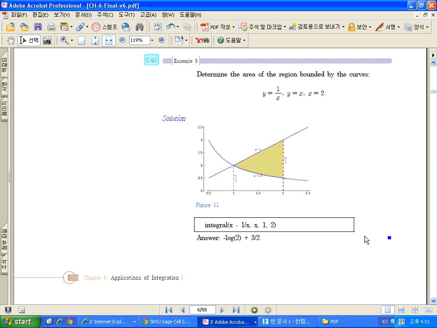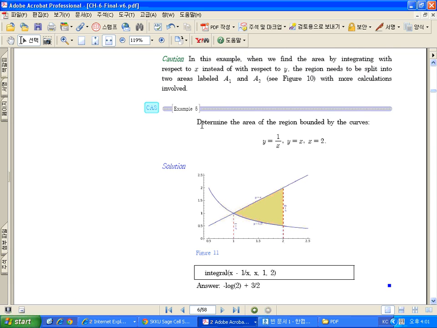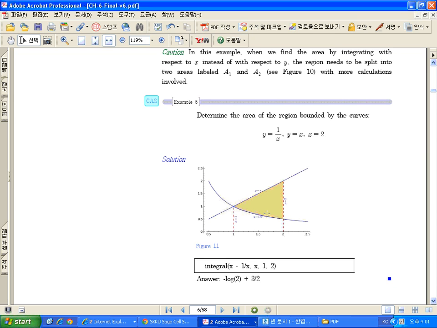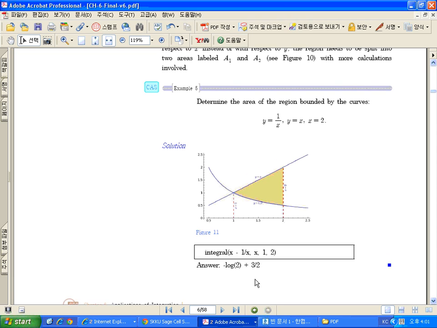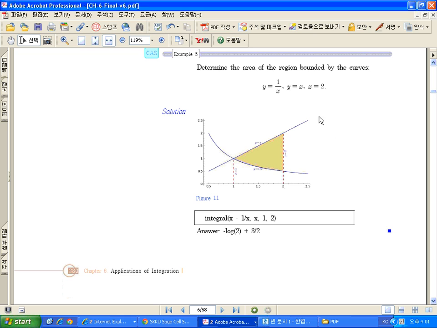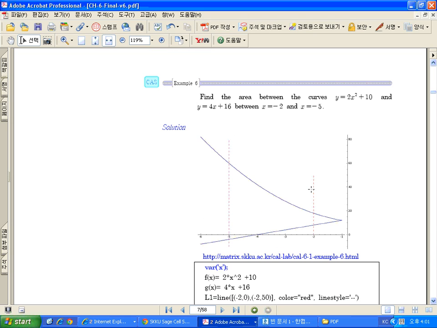And I think the last example. Here, example 5. Determine the area of the region bounded by the curves y = 1/x, and y = x, and x = 2. Then we have this region. So all you have to do is integrate this minus this from 1 to 2. So integrate x − 1/x from 1 to 2, which gives us this value. All you have to do is have a proper figure to get it.